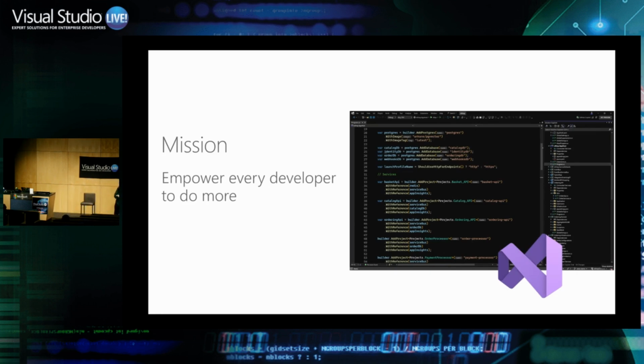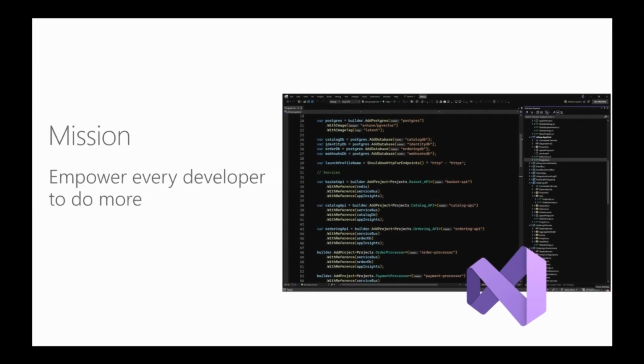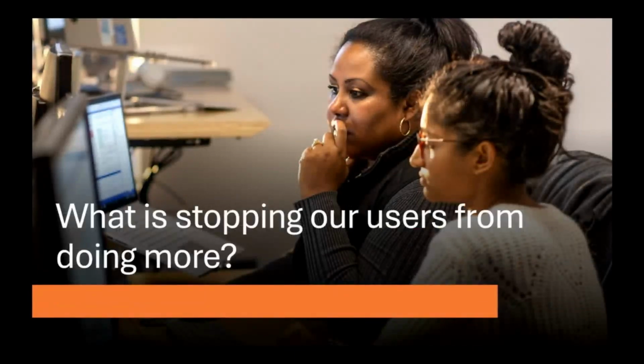So let's think about fundamentals. What is our mission from a Visual Studio perspective? Well, we need to empower every developer to do more. So they need to be able to write their code better. They need to be able to debug better. They need to be able to ship faster. That's our job. So my question was, okay, but what is stopping them right now from doing more?